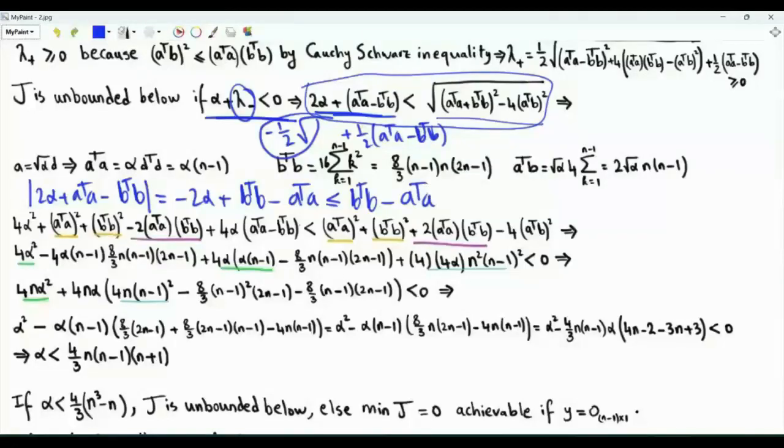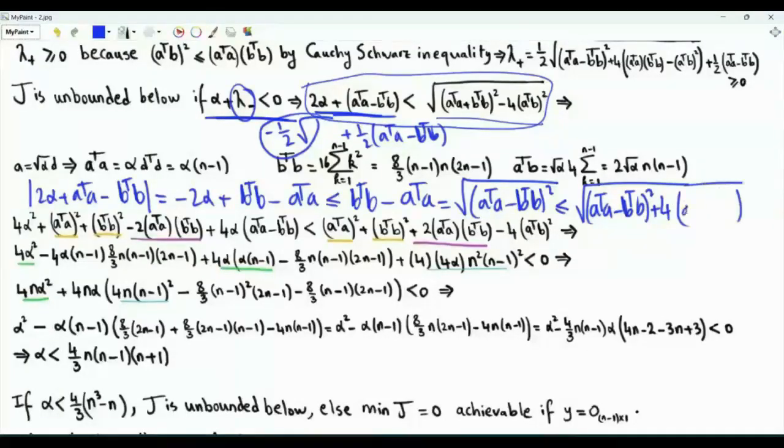minus A transpose A. This is equal to the positive square root of A transpose A minus B transpose B squared, which is less than or equal to the square root of A transpose A minus B transpose B squared, plus the non-negative quantity, which is 4, and then between brackets, we have A transpose A, B transpose B minus A transpose B squared. And we know that this is non-negative by the Cauchy-Schwarz inequality. Yes, the left-hand side can be negative, but in absolute value, it cannot exceed the right-hand side. We can square both sides.